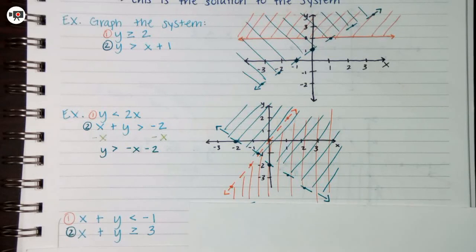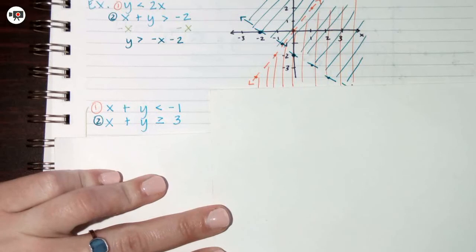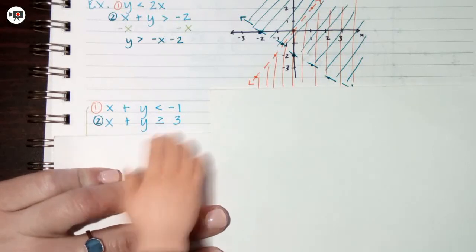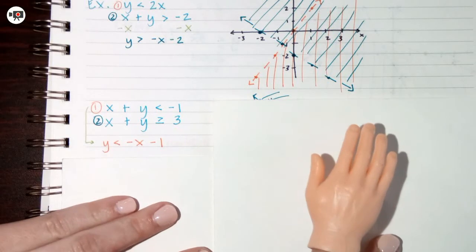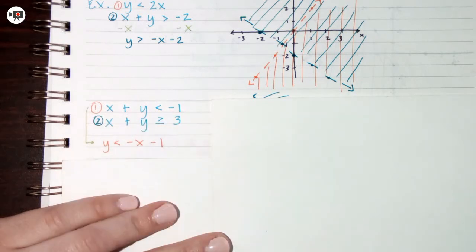Let's do one more this way. So if I have x plus y is less than negative 1, and x plus y is greater than or equal to 3, I need to rearrange my terms. So equation 1 is now y is less than negative x minus 1. I get this by subtracting x on each side.